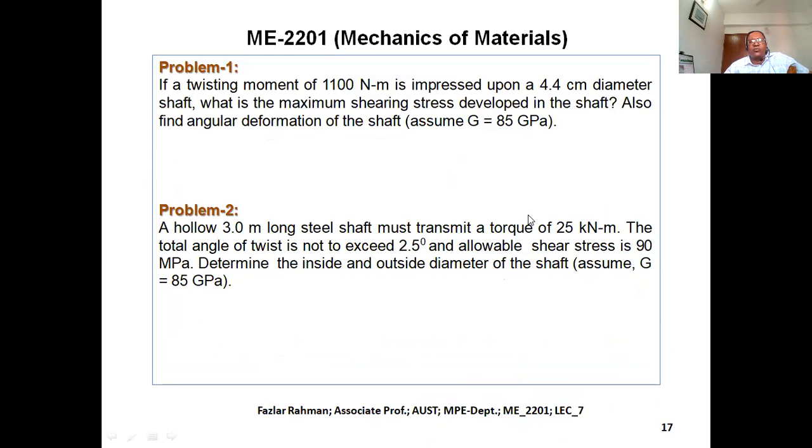Now, we'll solve. Okay, remember, we need two formulas, right? One formula is tau. You apply torque to a shaft, and the shaft will experience not torque but shear stress inside.